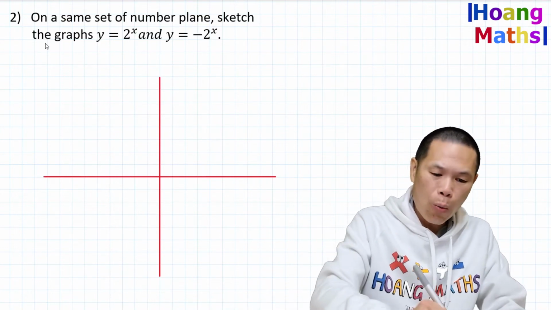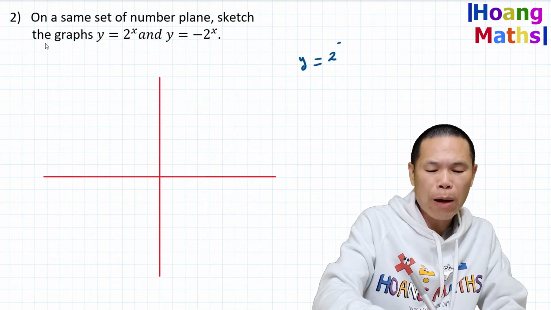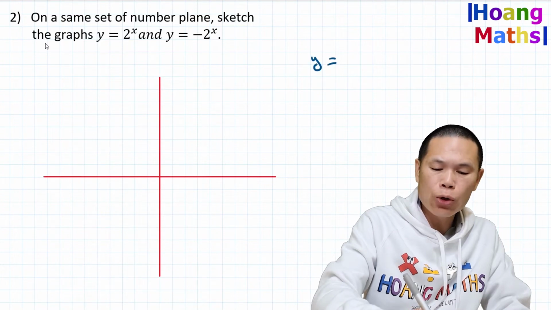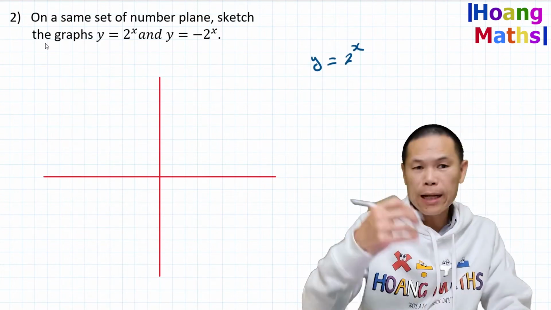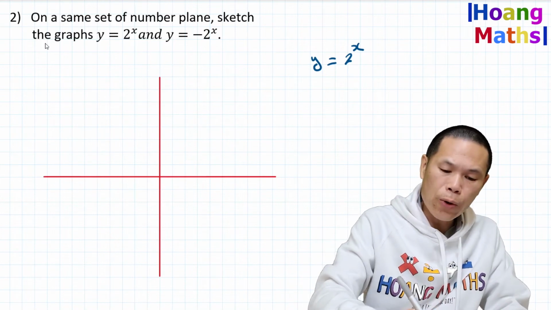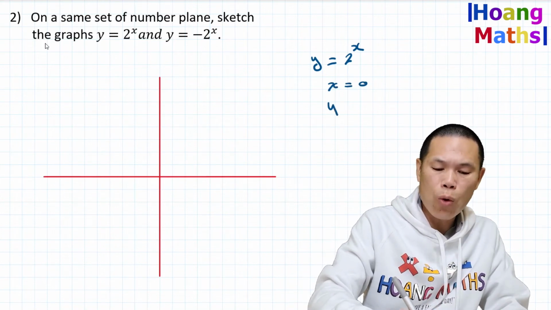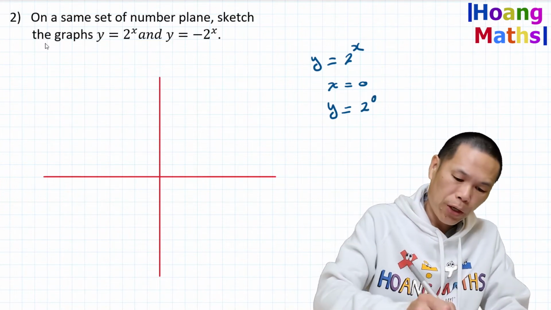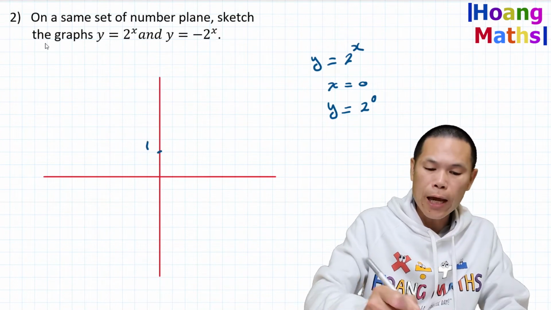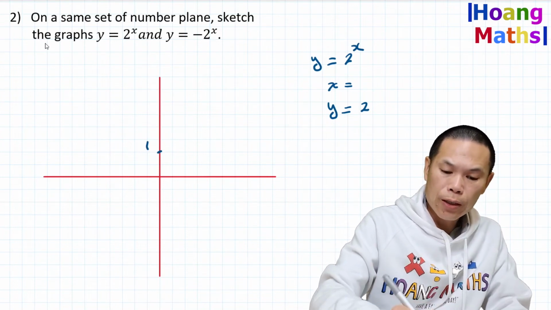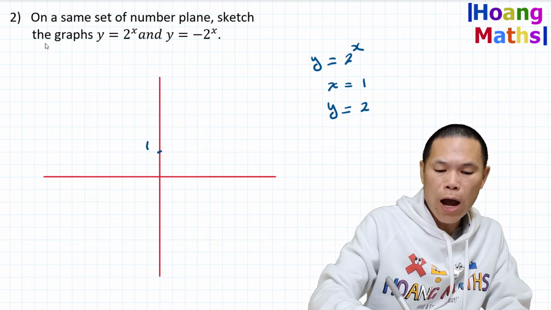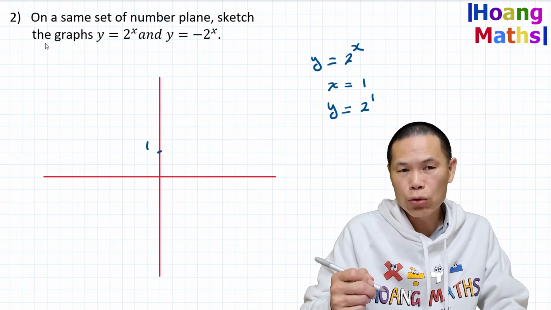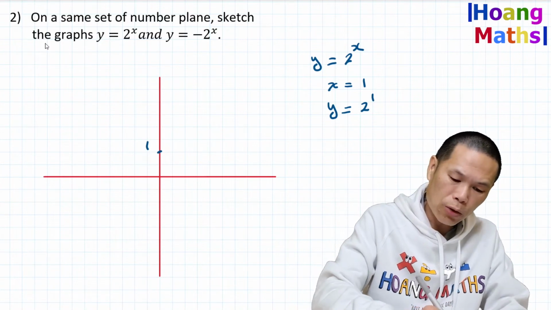So let's start with y is equal to 2 to the power of x. Let's locate a few points. When x is equal to 0, y is equal to 2 to the power of 0. Any number to the power of 0 is 1, so let's say just 1 here. And when x is equal to 1, y is equal to 2 to the power 1, and any number to the power 1 is equal to itself. So 2 to the power 1 is 2. So 1, 2 here.